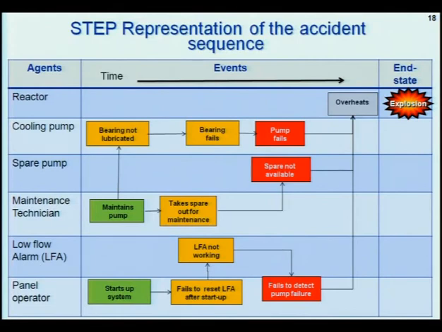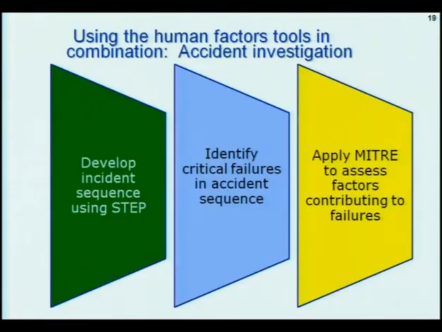So the software gives you a very nice tool for doing this, and in fact it transforms the task analysis, the HTA we talked about earlier on, into a STEP diagram automatically. So what starts off as an analysis of a task, we can say, okay, let's look at that, let's analyse the task, let's turn it into this diagram, and let's see where the failures occurred in that task. So in combination, we developed the incident sequence using STEP. We identified the critical failures in the accident sequence, possibly using FEAR. Then we apply MITRE to assess the factors contributing to those failures. So the whole process is logically developed, it's integrated, and it saves us quite a lot of effort.